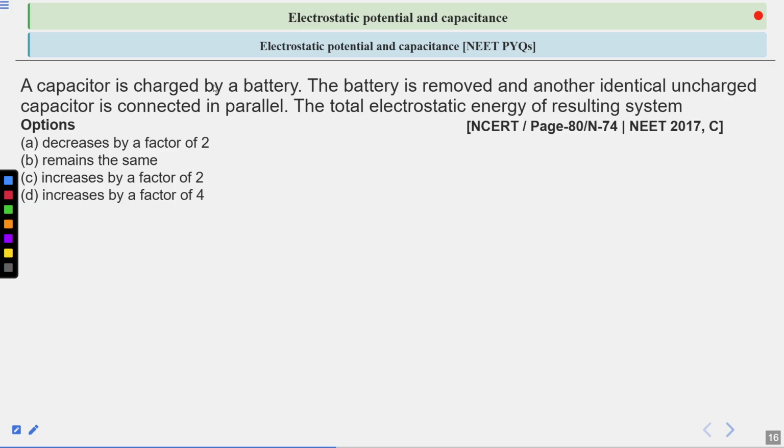So our next question: a capacitor is charged by a battery, the battery is removed, and another identical uncharged capacitor is connected in parallel. The total electrostatic energy of the resulting system is, okay, so firstly we charged a capacitor with a battery, then we remove the battery and another uncharged identical capacitor is connected in parallel. We have to calculate the total electrostatic potential energy in the resulting system. Options are: decreased by a factor of 2, meaning the final energy is decreased by a factor of 2 as compared to initial energy, or remains the same, or increases by a factor of 2, or increases by a factor of 4. Okay, so I will give you some time.